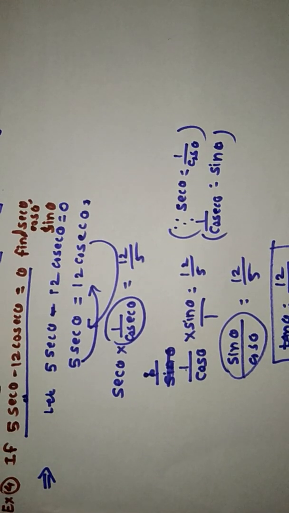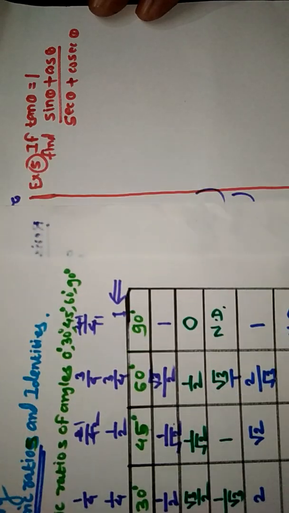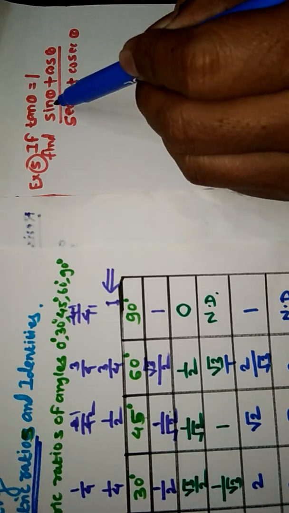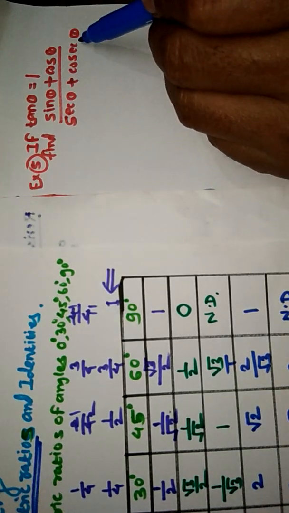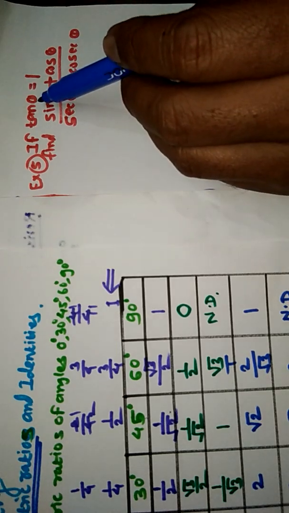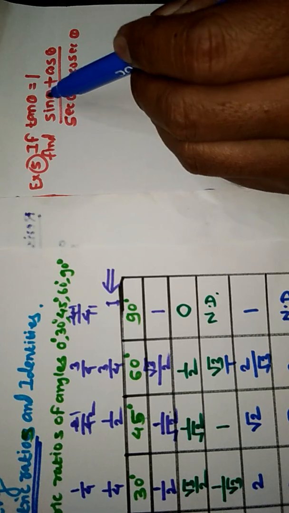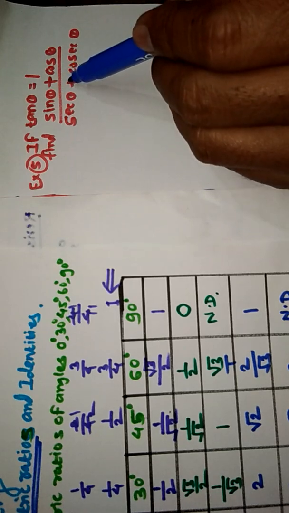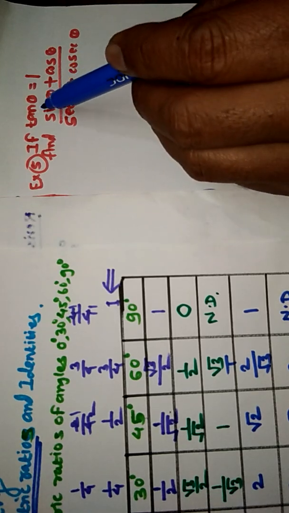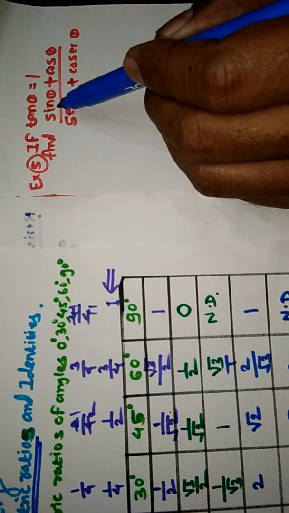We see example number 5. Example number 5: tan theta is equal to 1. Then find the value of sin theta plus cos theta upon sec theta plus cosec theta. This example also you can solve by fundamental identities or the Pythagoras theorem, means by using tan theta find the values of sin theta, cos theta, sec theta and cosec theta, substitute in this term and then find its value.